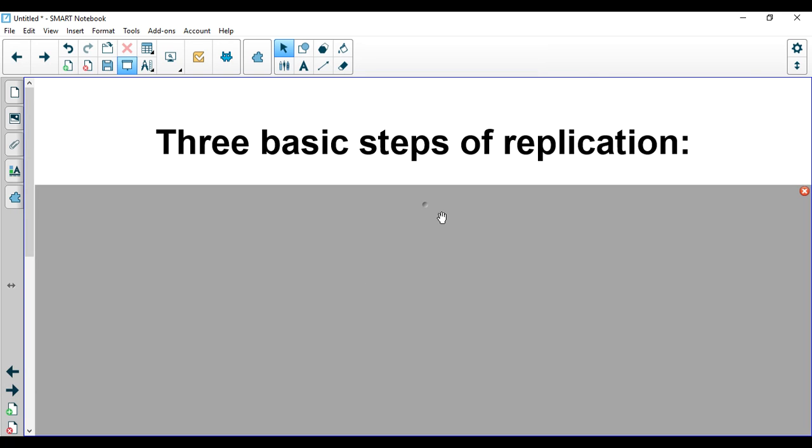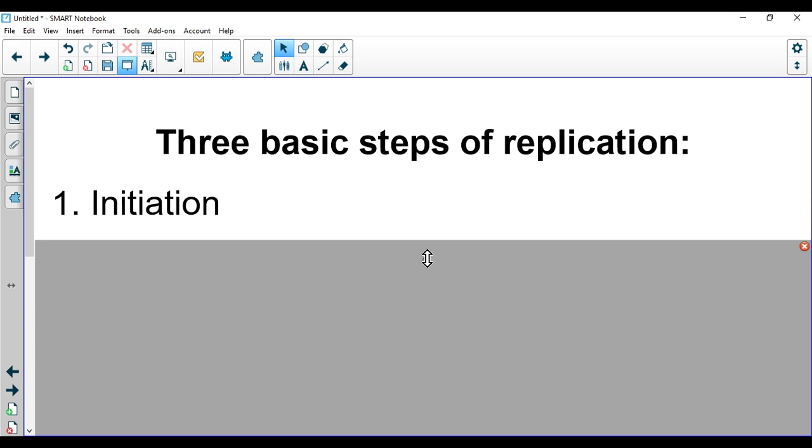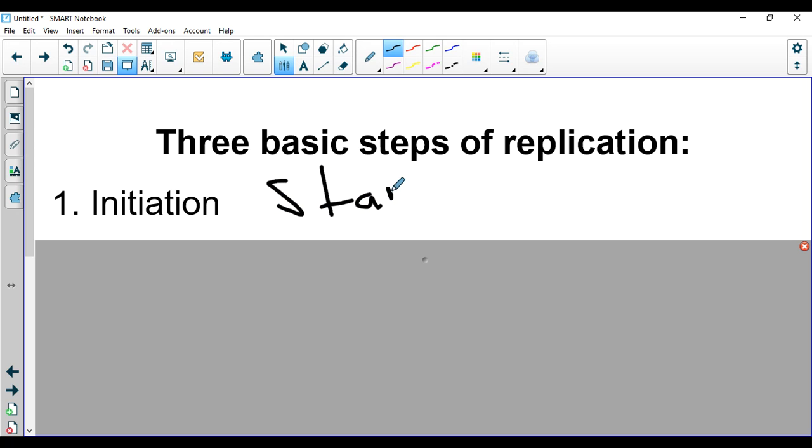All right. So let's start with the 3 basic steps of replication. They're pretty straightforward. You'll notice that these 3 steps also occur in protein synthesis when we start talking about it. These are just a general idea. They all kind of have the same thing from process to process. The first step is called initiation. Initiation basically means the beginning. So this is where we start. However replication is going to start, that's called initiation.